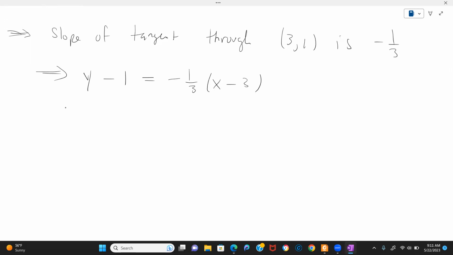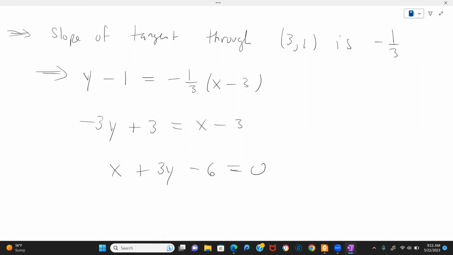So I'm going to multiply both sides by negative 3, so you get negative 3 times (y minus 1) is equal to x minus 3. And then I'm going to add 3y and subtract 3. So then what you get is x plus 3y minus 6 is equal to 0. All right, let's see now.